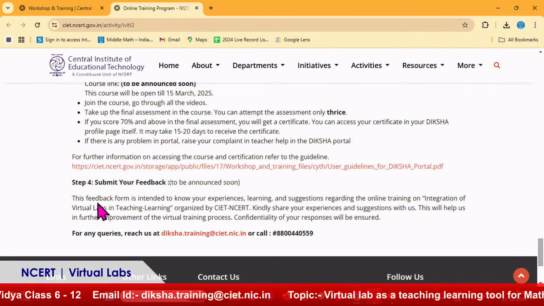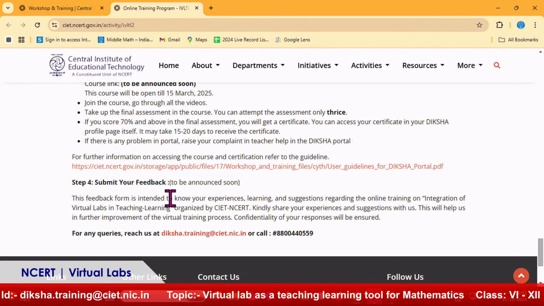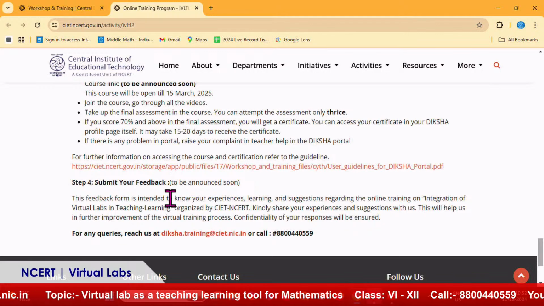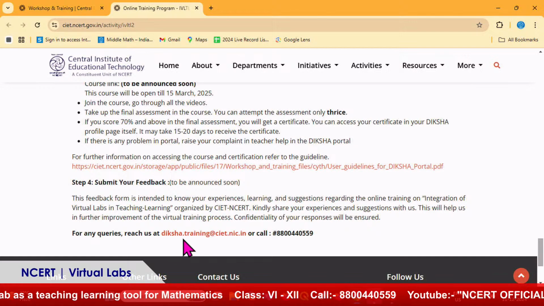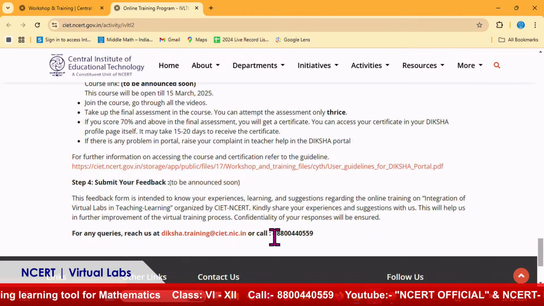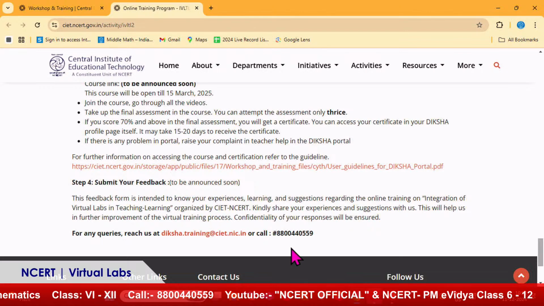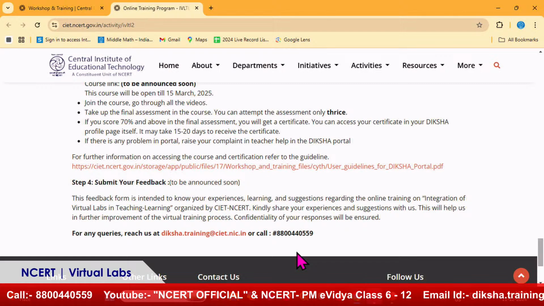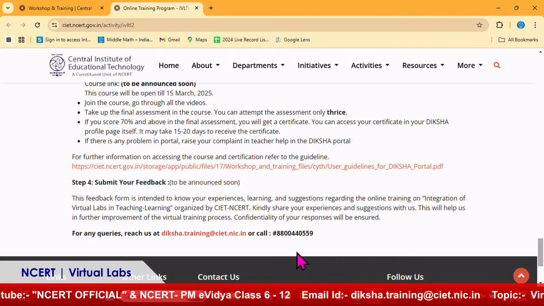Last but not the least, you have to submit your feedback. Yes, it is important so that we can improve upon our training sessions and we can include newer content that will suit your requirements and is more relevant to you. So reach out to us on diksha.training@cit.nic.in or give us a call on 8804405559. I hope you will participate and you will come out with flying colors. You will get yourself a certificate, and we are also waiting for your emails.